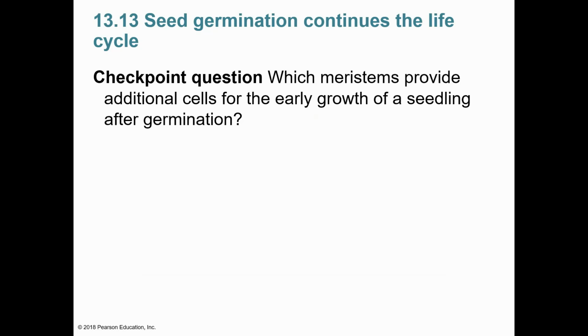And so the ones that provide the early growth after germination are going to be the ones that elongate the roots and the shoots. And so that's your primary growth, and that will be the apical root and the apical shoot meristem. So that's the answer to this question. Which meristems? The apical meristems. Those are on the very ends of the root, the ends of the stem that will cause it to get longer. Whereas secondary growth is in that vascular and the cork cambium, and that will cause it to get thicker.